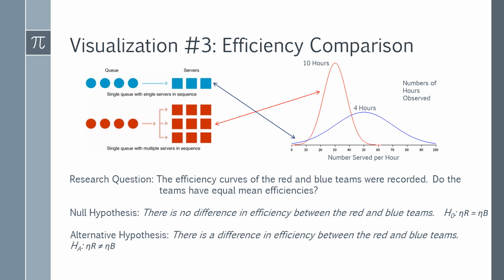If you average that over 10 hours, I would say the blue team is more efficient than the red team. So in this case, we could reject our null hypothesis that there is no difference, because there is obviously a difference in efficiency here.